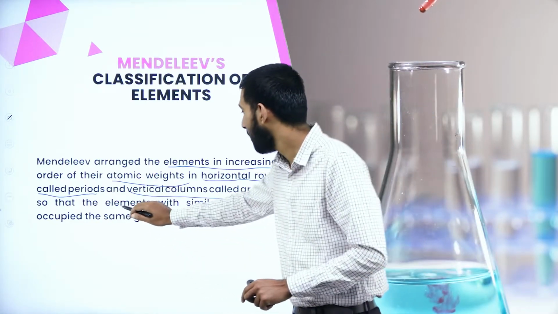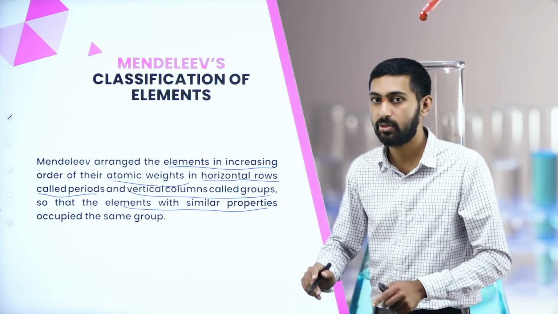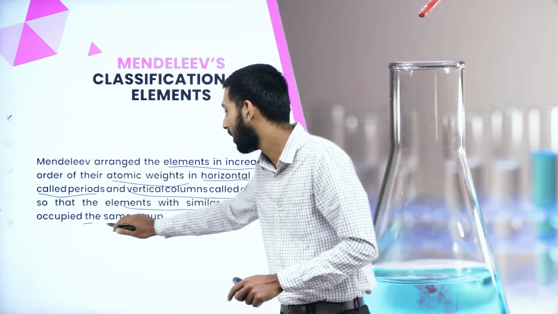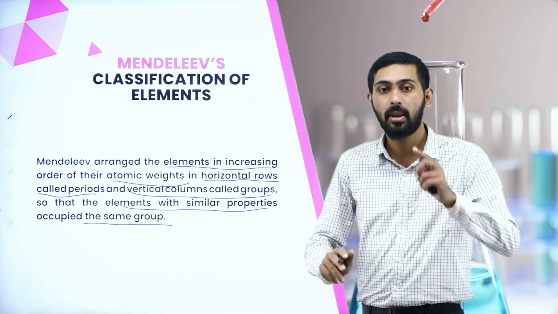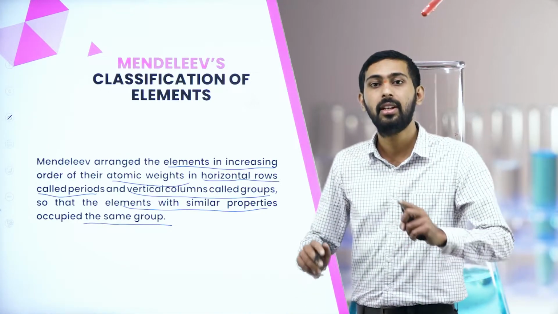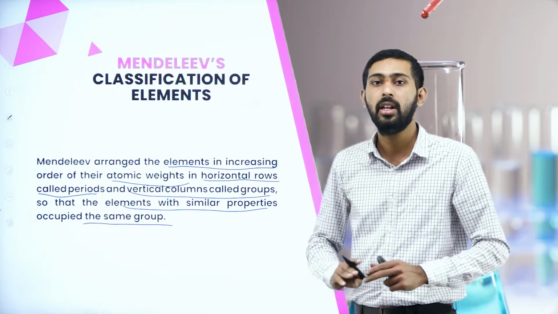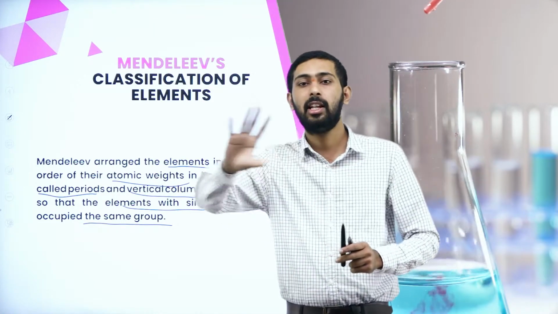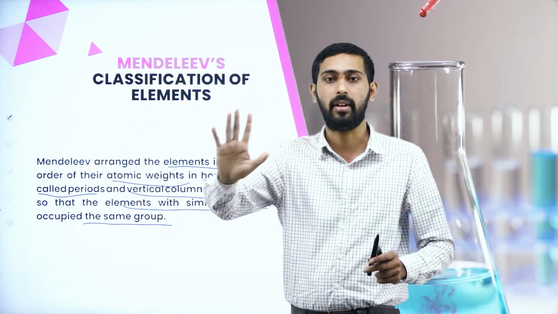So that the elements with similar properties occupy the same group. Elements with similar properties occupy the same group. We should know that. Okay, they have said elements are in increasing order according to their atomic weight.